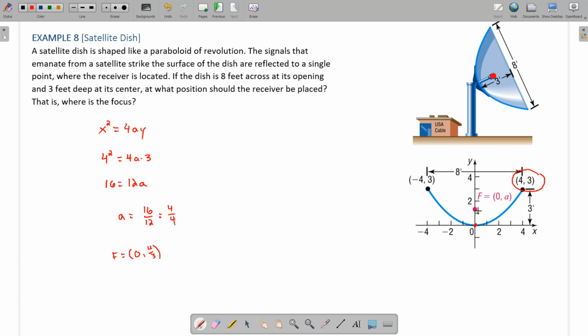Remember that the distance between the focus and the vertex, that distance is just a. So as soon as we find a, we can put it in here, and that gives us the point. So that means that we should put the receiver about 1 1/3 foot out from the center of that dish. All right, and that's that. I think that's our last example.